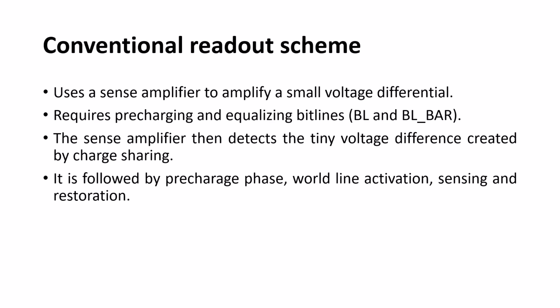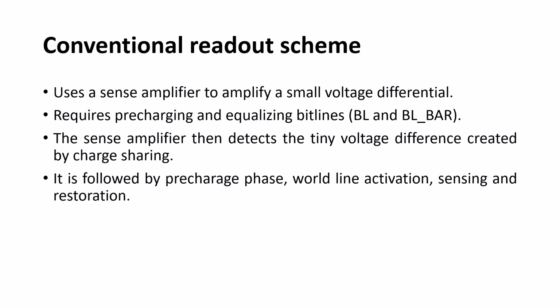Next, coming to the conventional readout scheme. It basically consists of a 1T 1C configuration, also connected to the bitline capacitance and followed by a sense amplifier to amplify the small voltage differential on the bitline capacitance node. It is followed by pre-charging and equalizing the bitline voltages.